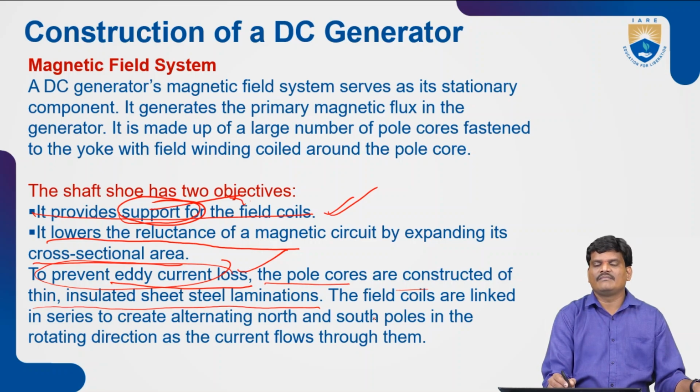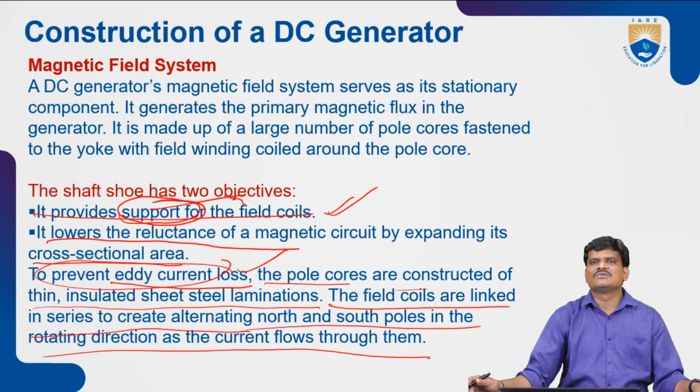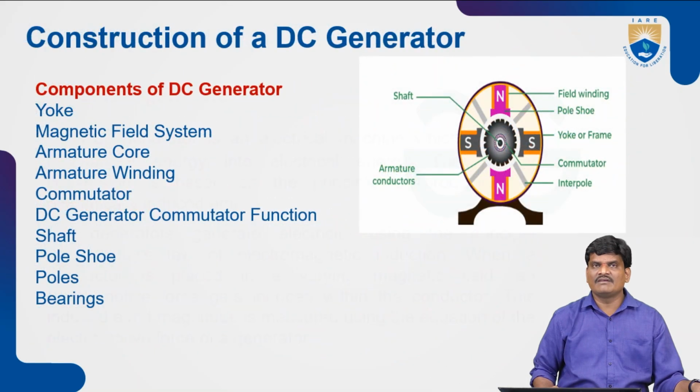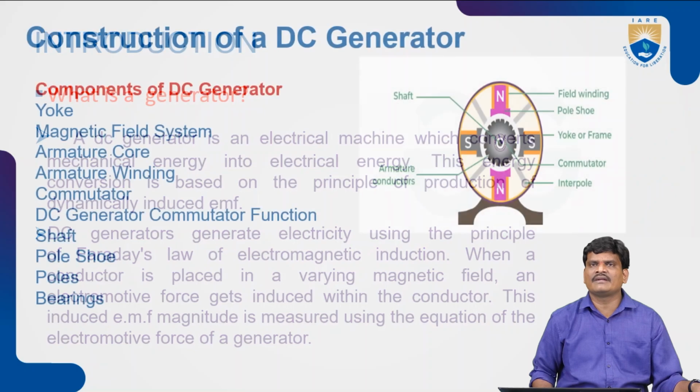Eddy current losses. And coming to the next point, the field coils are linked in series to create alternating north and south poles in the rotating direction as the current flows through them. As we have discussed in the definition, it is a variable magnetic field, where the magnetic field is going to change. Why? Because there is a production of a dynamically induced EMF, which is completely based upon Faraday's law of electromagnetic induction.